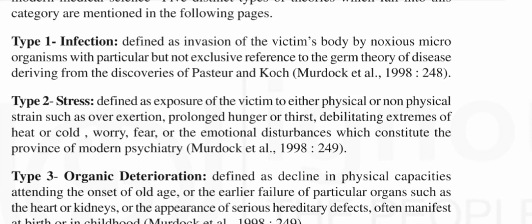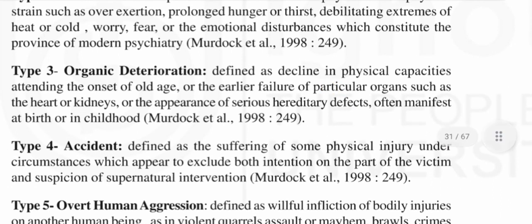1998. Type 2, stress, defined as exposure of the victim to either physical or non-physical strain such as overexertion, prolonged hunger or thirst, debilitating extremes of heat or cold, worry, fear, or the emotional disturbances which constitute the province of modern psychiatry. Murdoch et al. 1998. Type 3, organic deterioration.